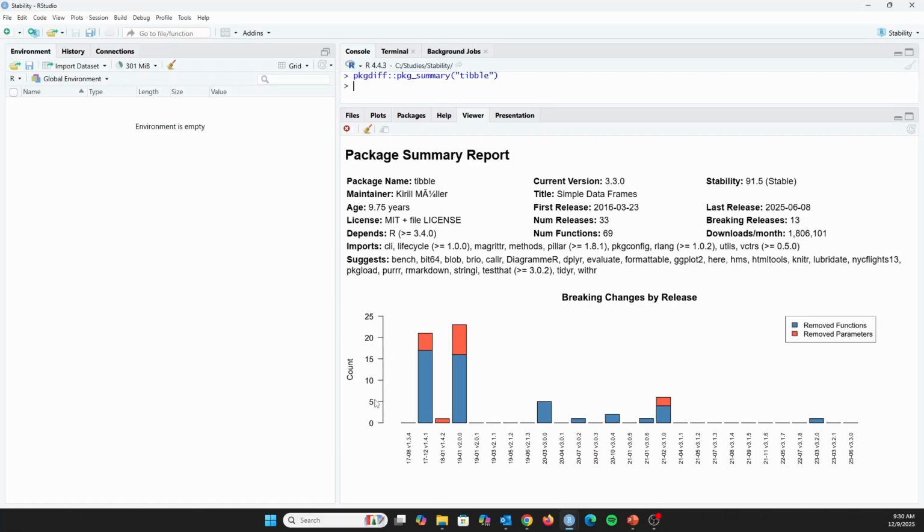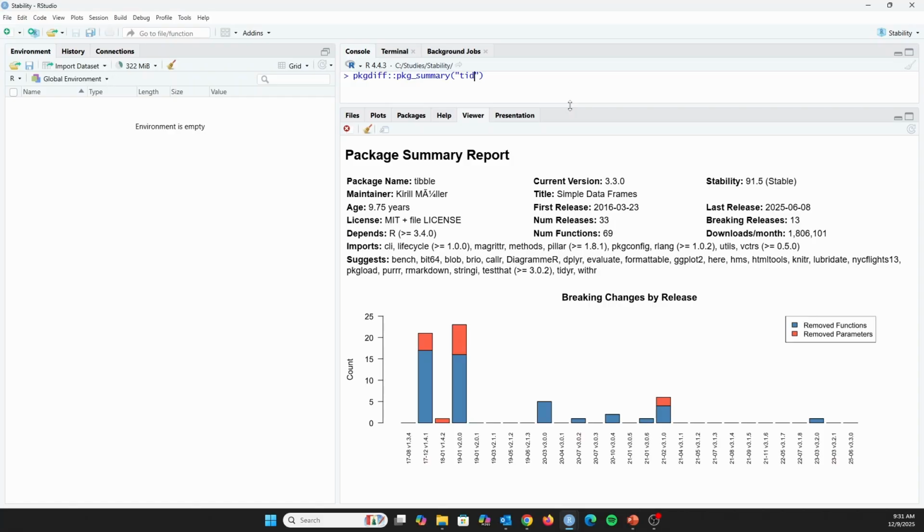And when I look at this chart, what I see is a lot of removals here early in the development of the package, and then a few in the middle here, and then this long period of recent history since 2021 where there's been almost no breaking changes. And so that's quite good, positive for the people who are using this package. Let's go look at another package.